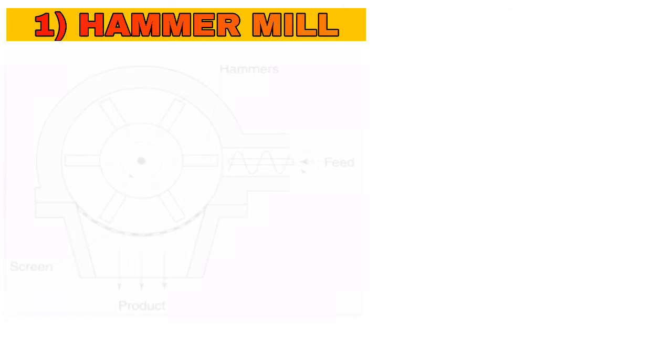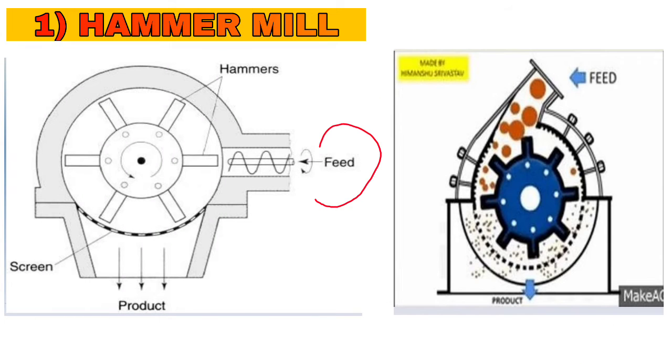So let's see the diagram. The arrow with feed is placed where the material or the feed is passed into the mill. The arrow pointing towards the hammers shows the hammers that are hinged with the central shaft. The arrow covering these hammers is the metal casing. At the bottom there is a screen with sieve opening, that is the screen from where the product is received.